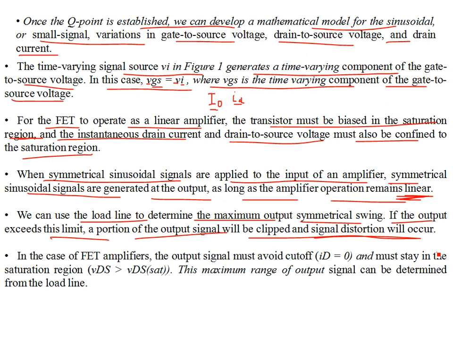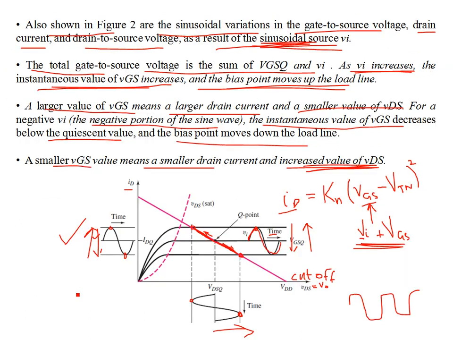So in the case of field effect amplifiers, the output signal must avoid the cutoff region, ID equal to 0, and must stay in the saturation region. That is, VDS should be greater than VDS sat. So the maximum range of the output signal can be determined from the load line. The load line gives you an idea, with the transistor in the saturation region, of the maximum swing you can have when the Q point is shifting up and down.